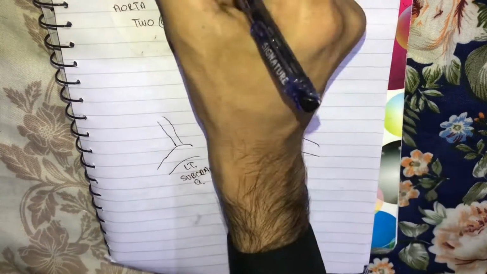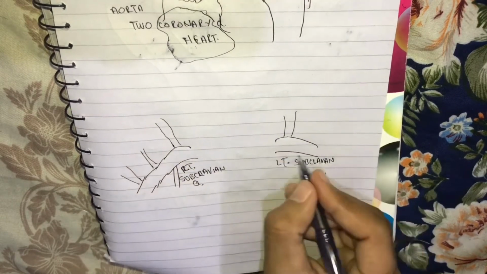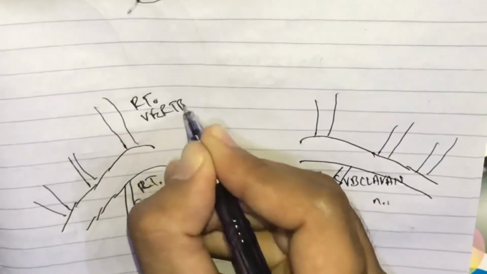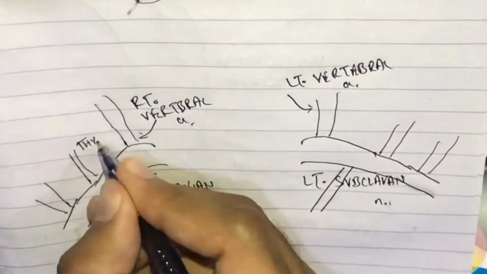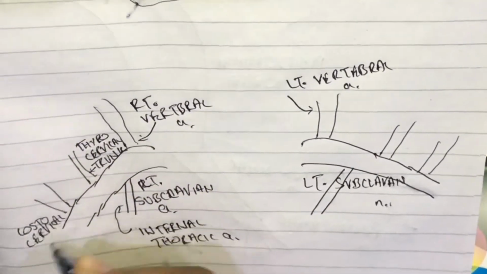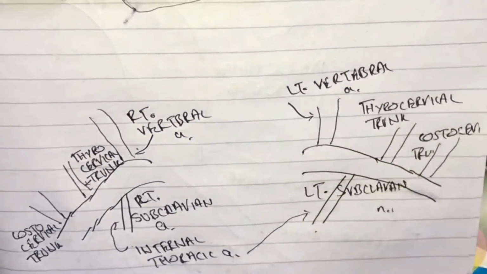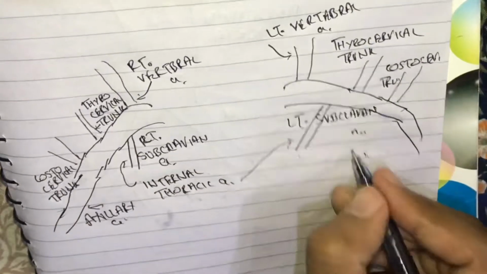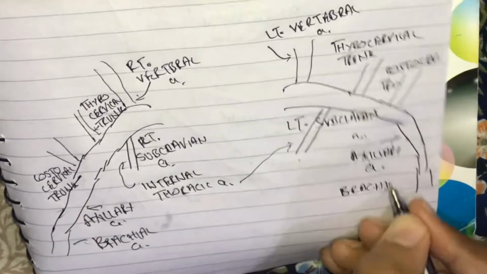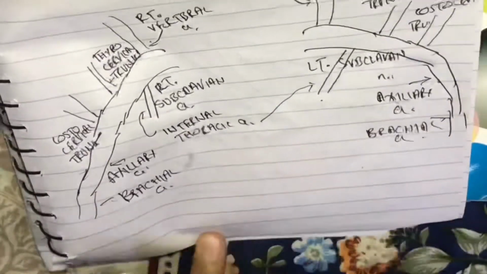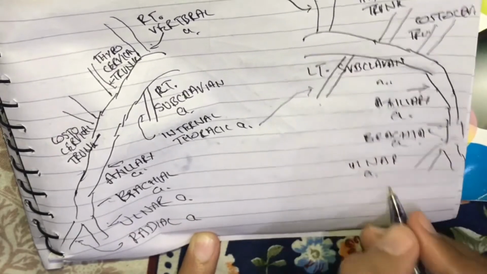We know we have two subclavian arteries, right subclavian artery and the left subclavian artery. Subclavian artery gives the vertebral artery, internal thoracic artery, thyrocervical trunk and the costocervical trunk. So we have these branches on the left side and the right side. Subclavian artery itself continues as the axillary artery and further continues as the brachial artery. Brachial artery divides into the ulnar artery and the radial artery.